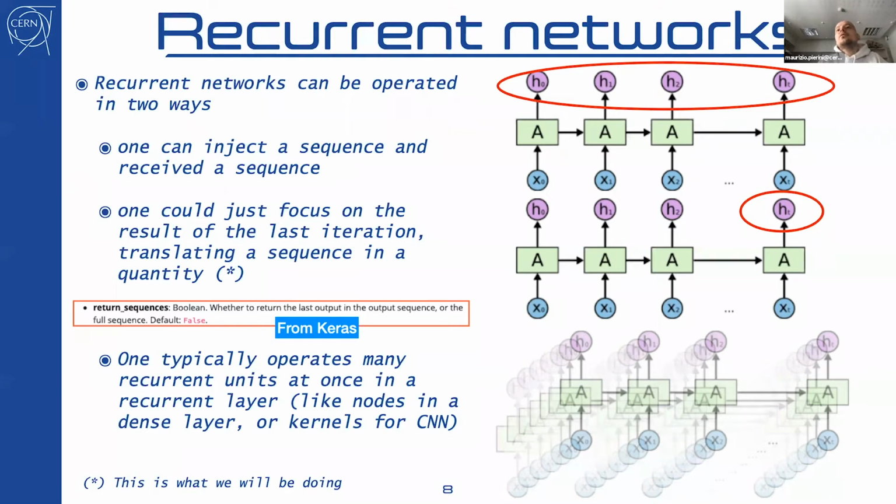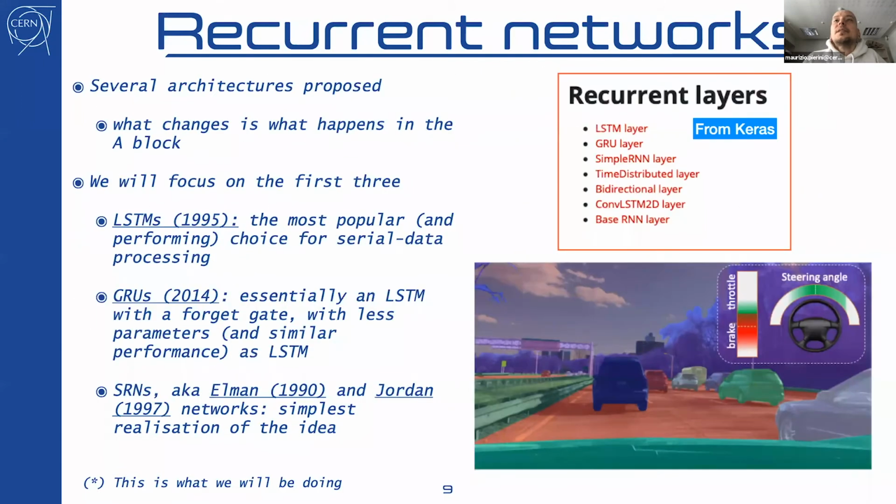Typically you don't operate just one of these, but you have n of them stacked. The same way we had nodes in a dense layer or kernels in CNNs, we have recurrent units in an RNN. So the very first parameter of your RNN allocation would be how many units you want to allocate. Then you give all the other parameters of the network, such as which kind of activation function, and so on.